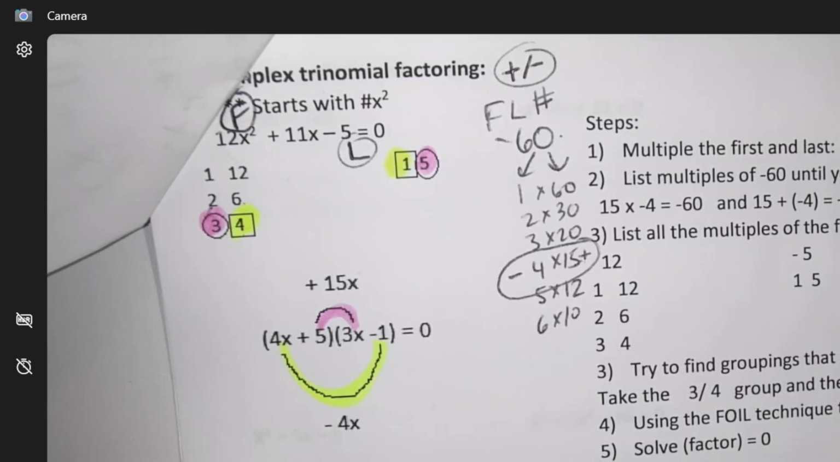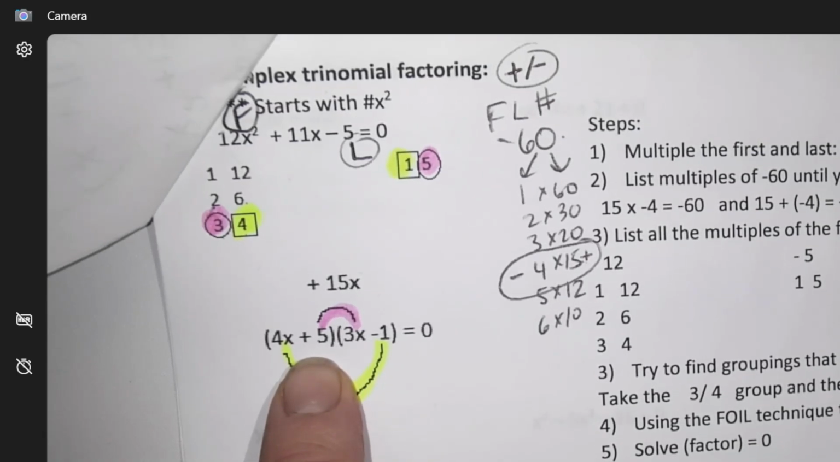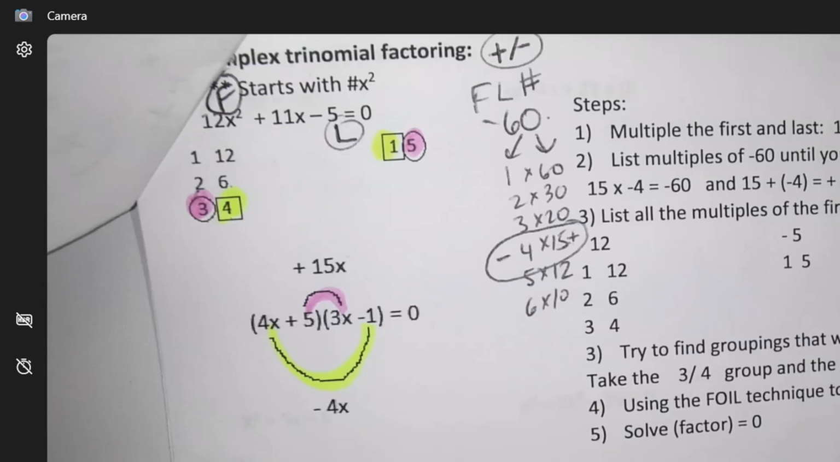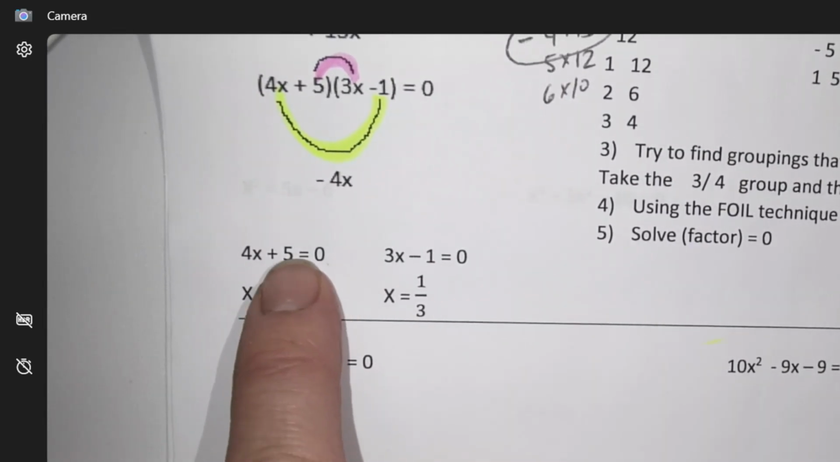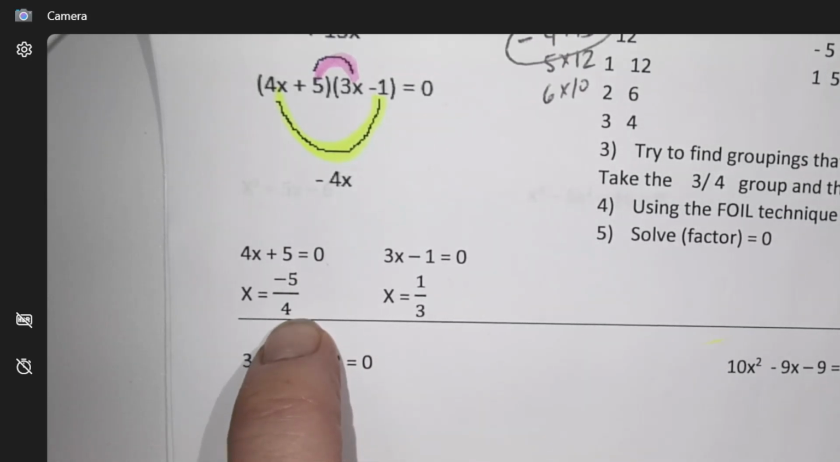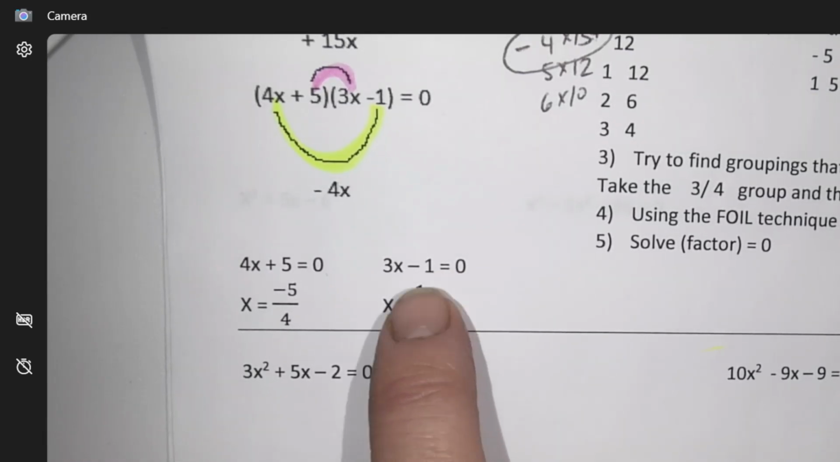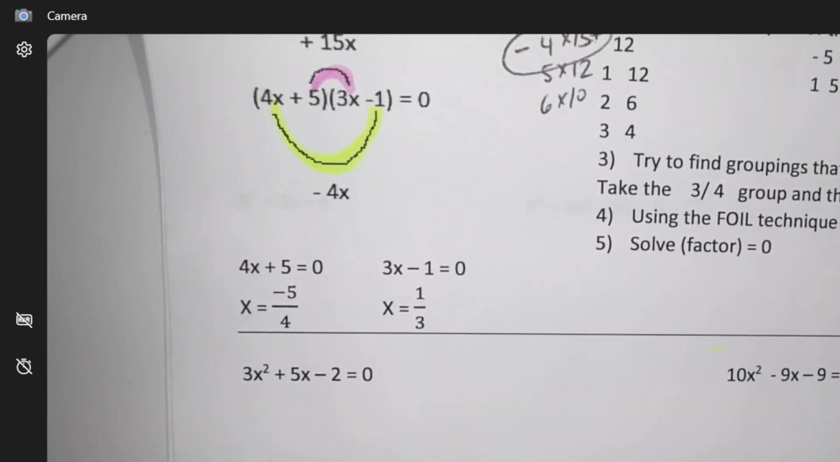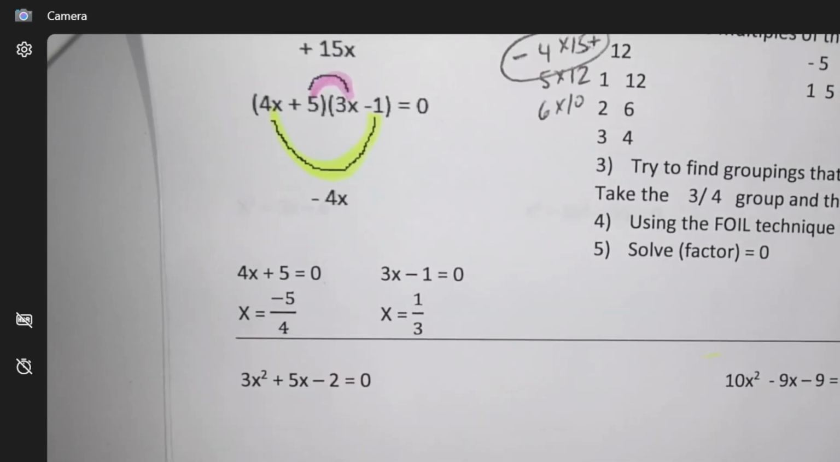Okay, now what you do is you try to figure out what makes this factor 0. What makes this factor 0? Okay, so I'm going to have to move the 5 over, and then I'm going to have to divide by 4. I'm going to have to move the 1 over, and then I'm going to have to divide by 3. Okay? So the little shortcut here is always opposite divide. Opposite divide. Because you're going to have to move, divide. Okay, here we go.